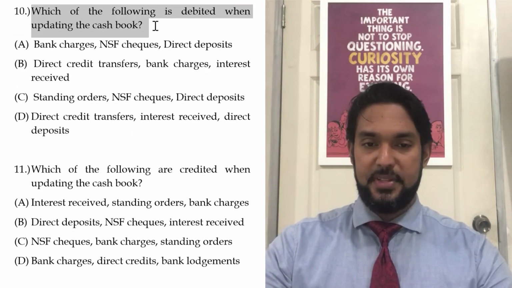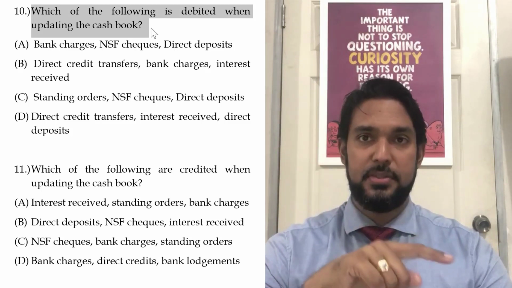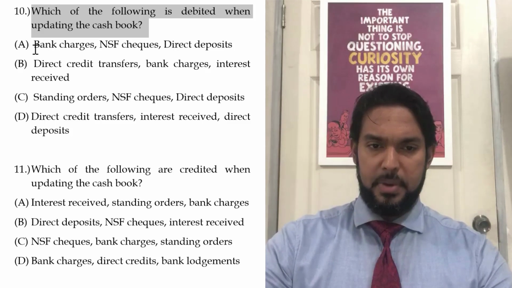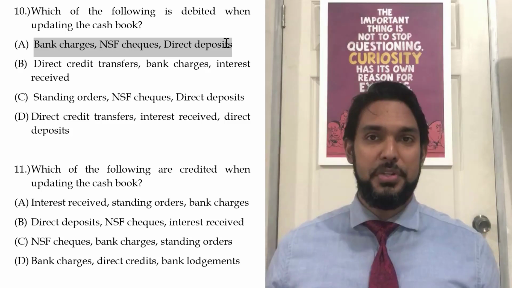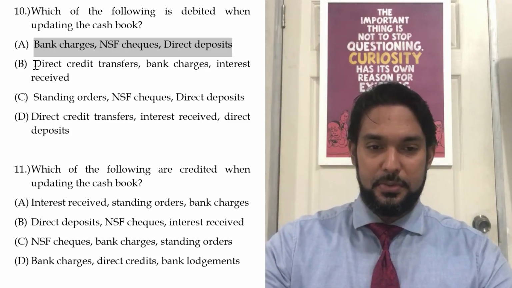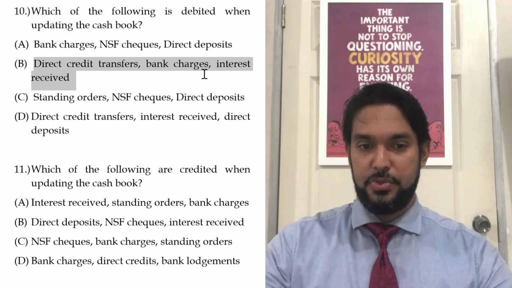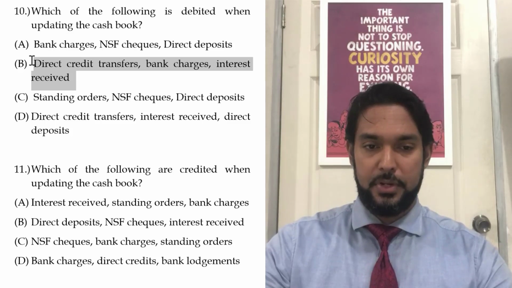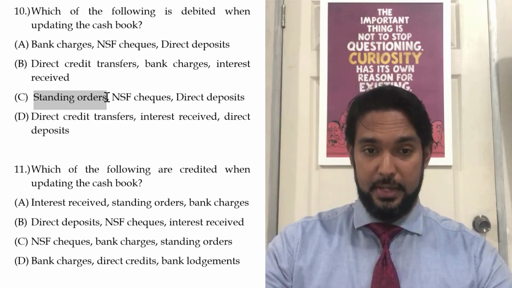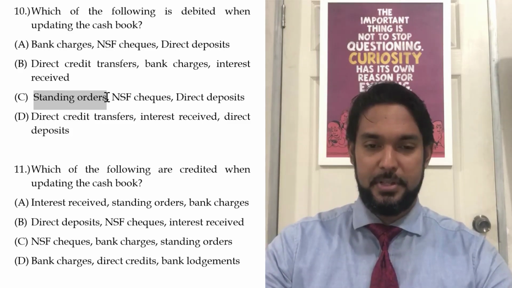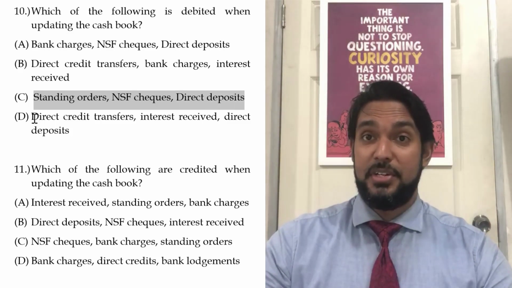Okay. So which of the following is debited when updating the cash book? So debited to the cash book means it's an increase. So bank charges is a decrease, NSF checks is a decrease, this is an increase, but we can't have two decreases and an increase. So let's see. Next, direct credit transfers, yes. Bank charges, no. Interest received, yes, but we have one item that shouldn't be there. Let me just fix this real quick. Cool. Standing orders, that's a payment, so that is definitely not debited. NSF checks are also not debited. Direct deposits are. So by process of elimination it has to be D.